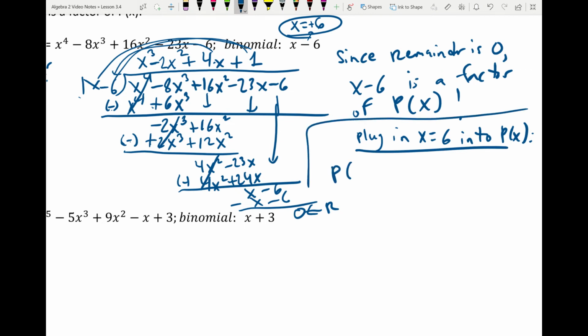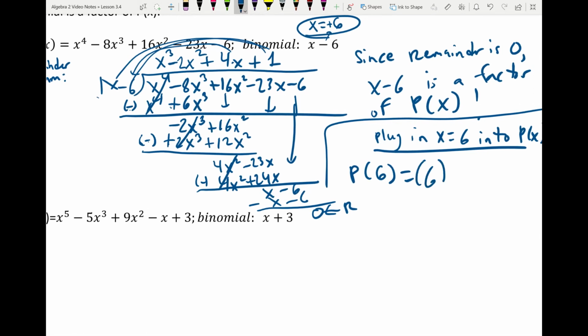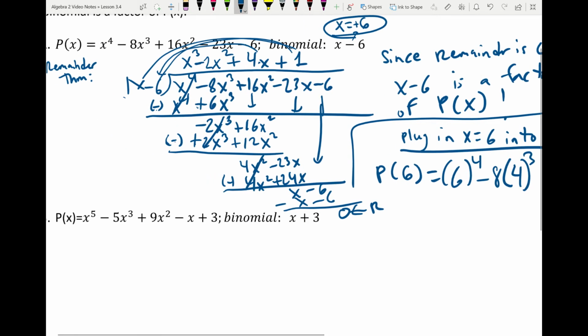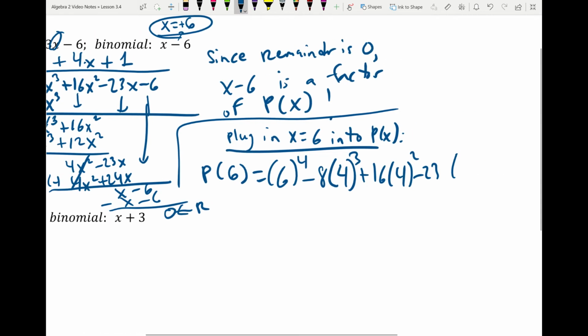So we get p of 6 equals 6 to the 4th power minus 8 times 4 to the 3rd power. We're plugging this into x here, here, here, here, everywhere. There's too many arrows here, so let me erase this. There you go. Plug it into those 4 x's there. So minus 8 times 4 cubed plus 16 times 4 squared minus 23 times 4 minus 6.